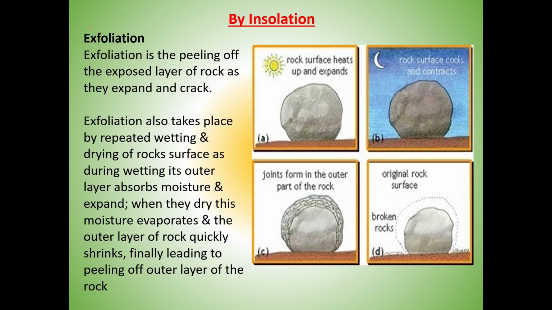Besides insolation, another point is exfoliation. Exfoliation is the peeling off of the exposed layer of rock as it expands and cracks. It also takes place by repeated wetting and drying of the rock surface. During wetting, that is the monsoon time or rainy season, the outer layer absorbs moisture and expands. When it dries, the moisture evaporates and the outer layer of the rock quickly shrinks, finally leading to peeling of the outer layer of the rock.